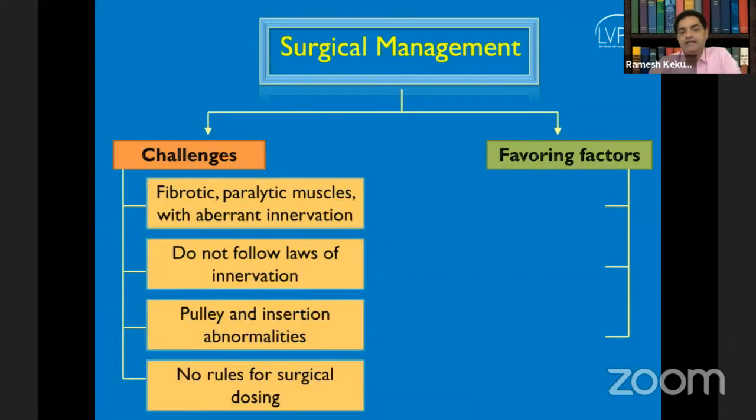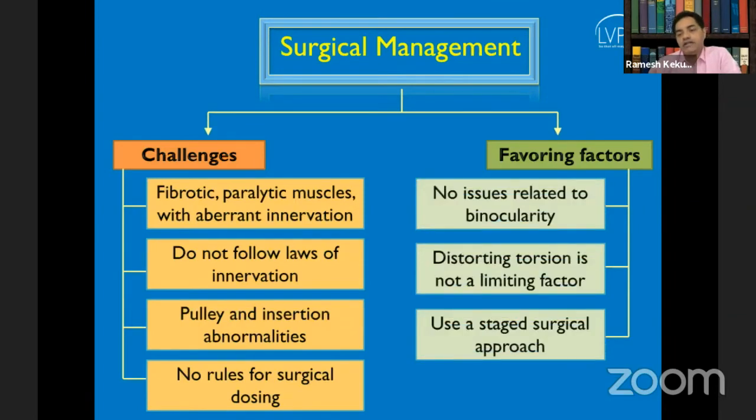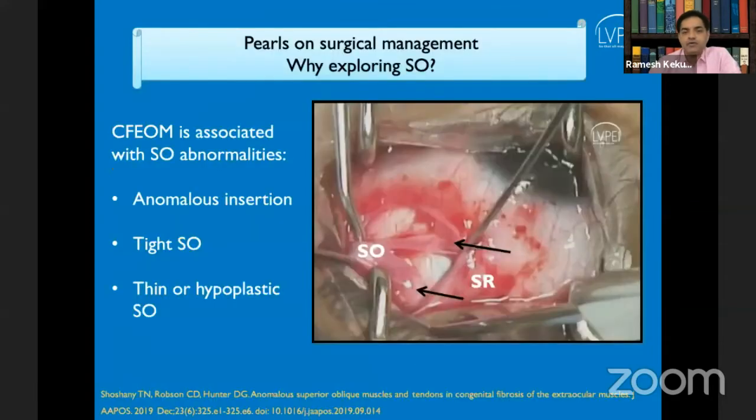There are some challenges in surgical management. First one, it's a fibrotic or paralytic muscle with aberrant innervation. They do not follow any laws of innervation. No specific rules for surgery. One thing here is most of them don't have binocularity. We are only trying to correct the abnormal head posture. They may not have very much distorting torsion. It's always good to go for a staged surgical approach.